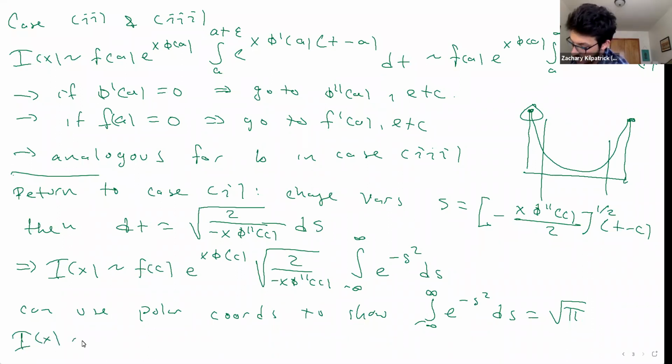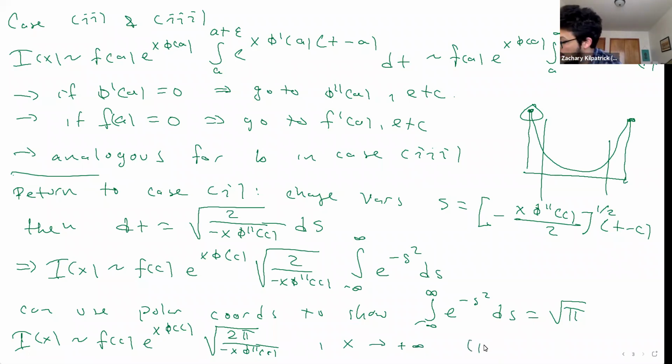So at the end of the day, what we get then, and this is still for a fairly general formula, is that f of c is involved in our leading order term, e to the x phi of c is involved in our leading order term, and the square root of 2 pi over minus x phi prime prime of c is in our leading order term, as x goes to infinity in the case where p equals 2.